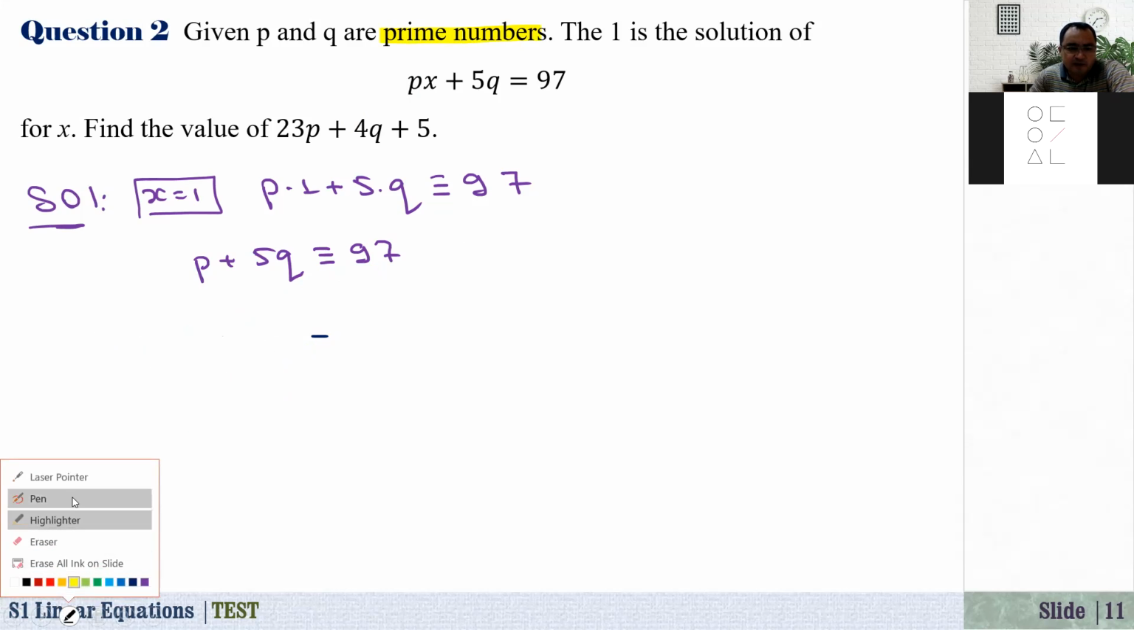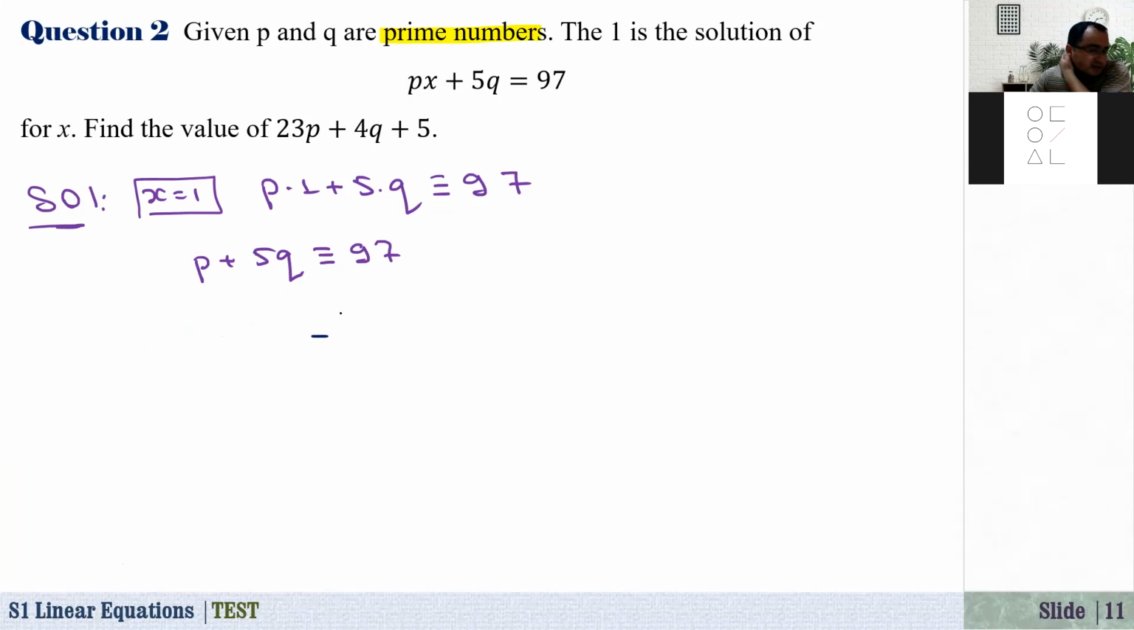Now from here, can we get the value of p and q? As you see here, the sum of 2 numbers is 97. That means that one of them should be, what is it? An even number. Because all prime numbers are odd numbers except for 2. For example, if this one is an odd number, 5 times an odd number is odd. Odd plus odd will be an even number. On the right-hand side, we have an odd number. That means that one of these numbers should be 2. It is p or q.